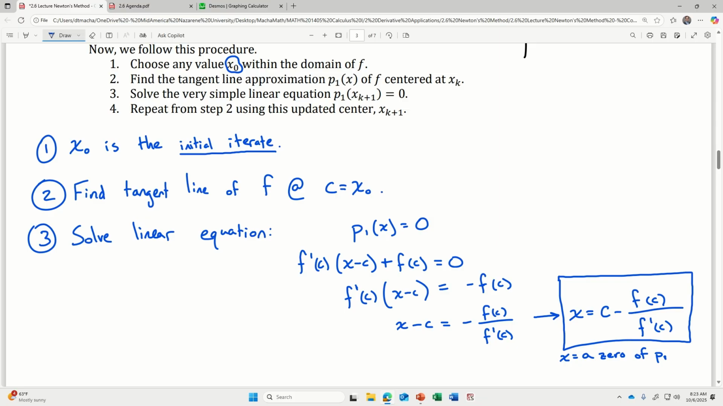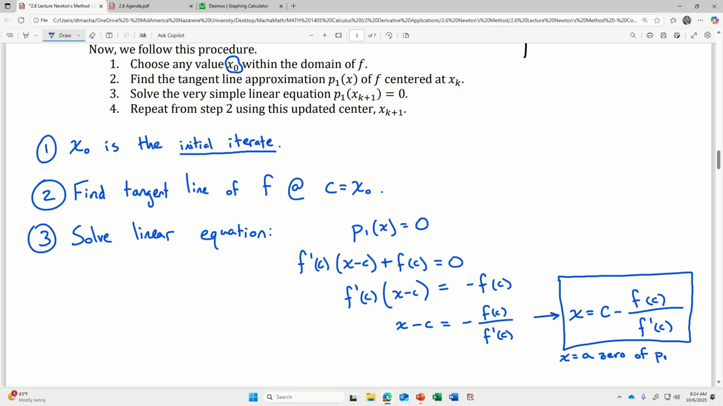Now, step 4 is saying, let's update the center of my tangent line approximation to be this 0 that we just found a moment ago. And when I update the center of my tangent line approximation, go back to step 2, find the tangent line. Step 3, solve the linear equation. Step 4, repeat it again. Update where the center of that tangent line approximation is going to be, and repeat this process over and over and over.